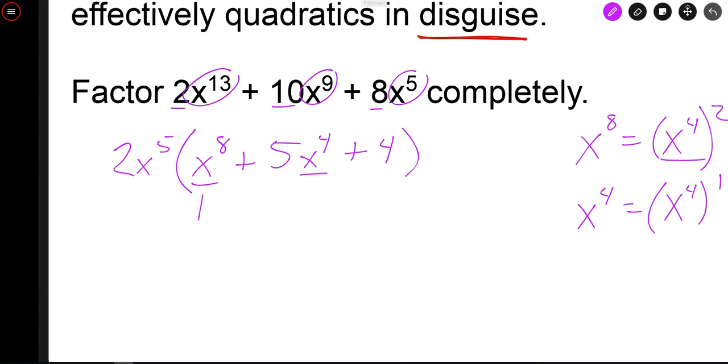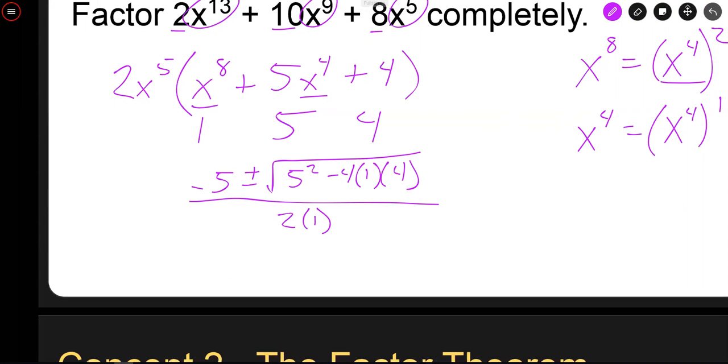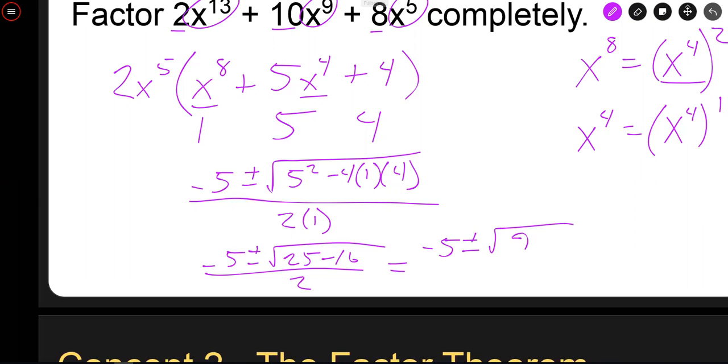My a value is 1, my b value is 5, my c value is 4, and I can plug those in really quickly. Negative b plus or minus the square root of b squared minus 4 times a times c, all over 2 times a. If I do the math very quickly, it's going to be negative 5 plus or minus the square root of 25 minus 16 over 2, which is really negative 5 plus or minus the square root of 9 over 2, which is negative 5 plus or minus 3 over 2.